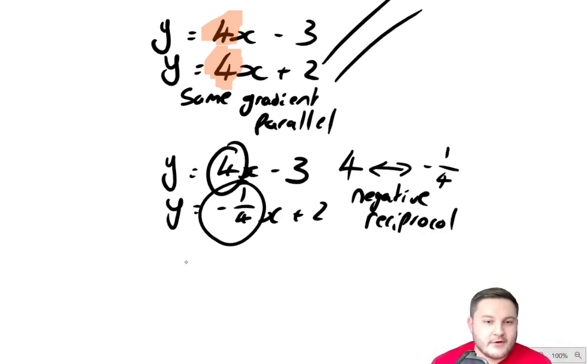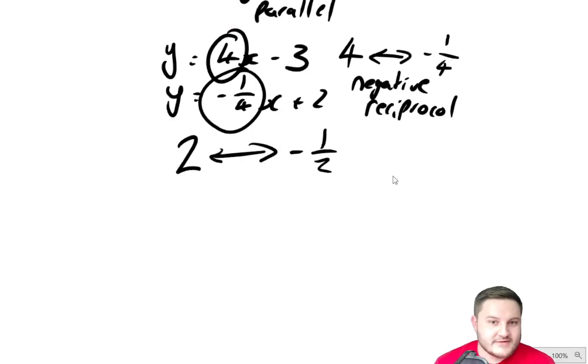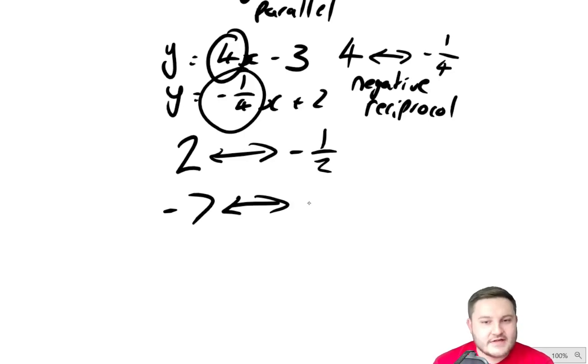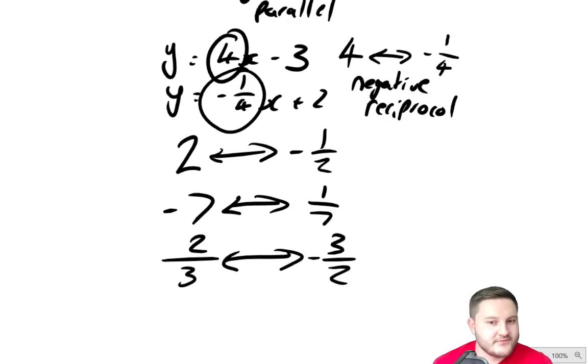So for example, if the gradient was 2, the negative reciprocal would be minus a half. If the gradient was minus 7, let's say, the negative reciprocal changes from a negative to a positive, and it goes to positive 1/7. If the gradient was 2/3, it would change to negative 3/2. So that's the negative reciprocal.